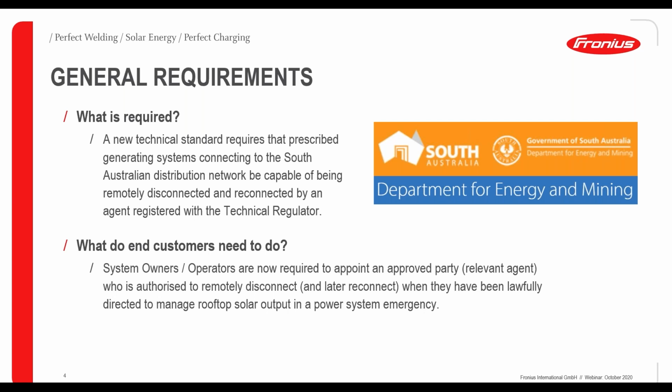I had a bit more of a read about that today. It does explain a bit about why they're doing this. However, basically the owner, the operator of the system, does need to appoint an approved party, which is a relevant agent, who's then authorized to do the disconnect when they get directed by the government or AEMO. Usually it'll be one of the two.